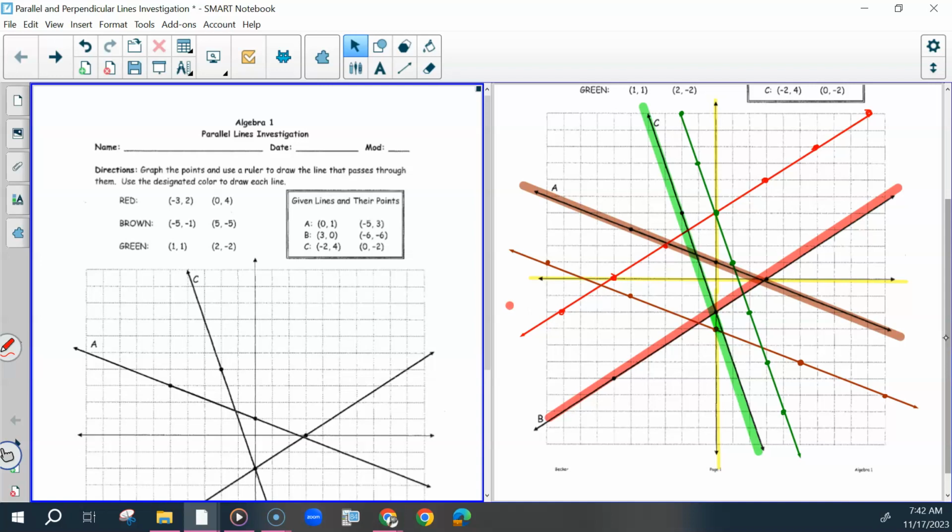So your red line should have been a positive slope that looks something like this. Your brown line should have been a negative slope that looks something like this. And then your green line should have also been a negative slope that looks something like this. So if you didn't get a chance to finish those graphs, do that in the next minute.